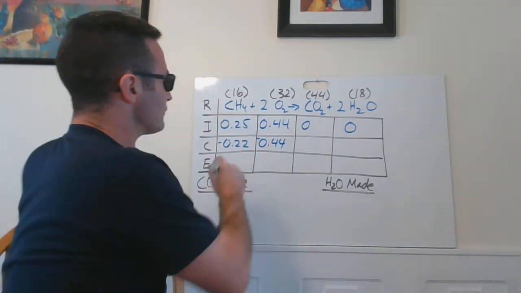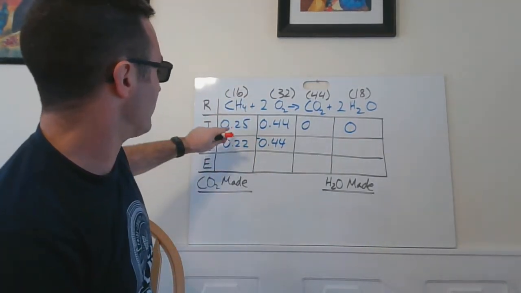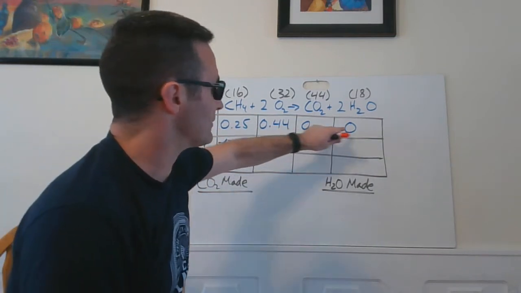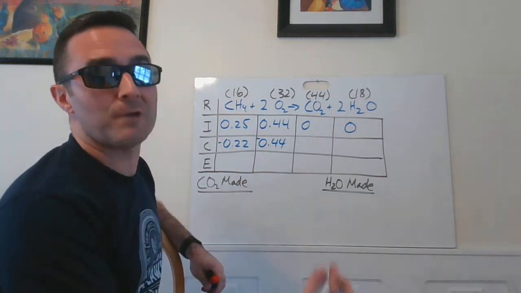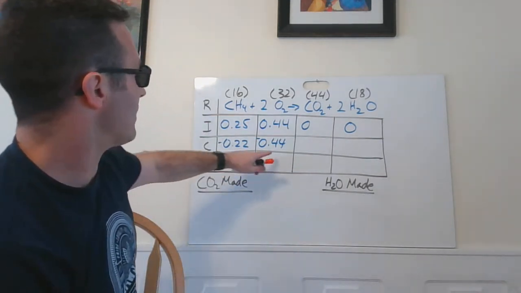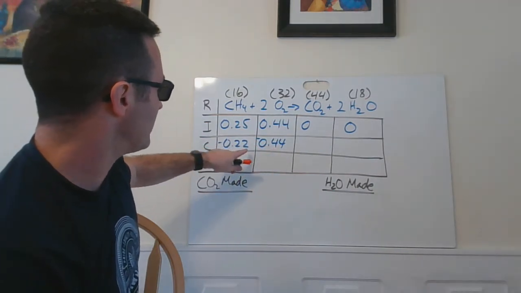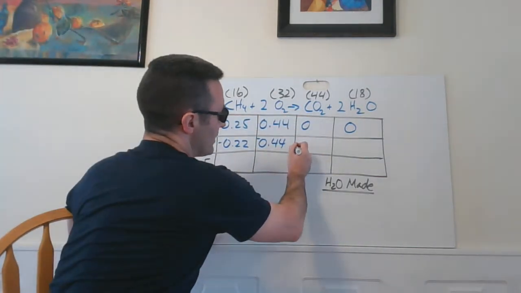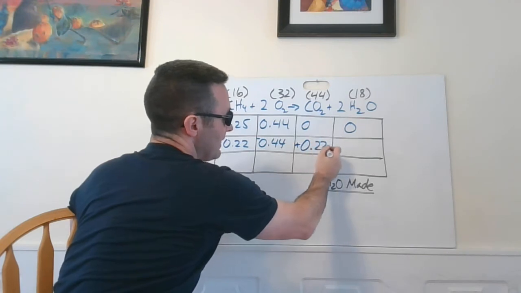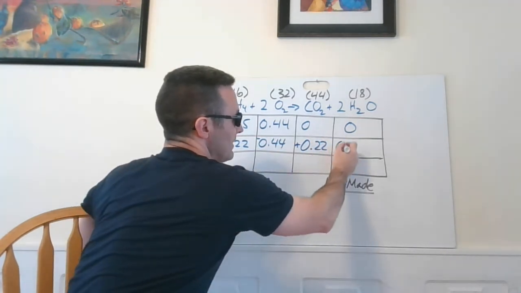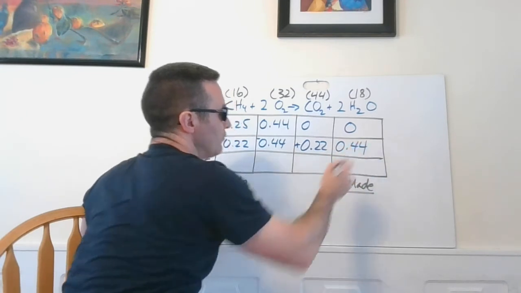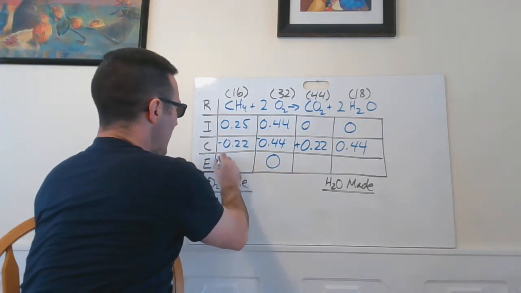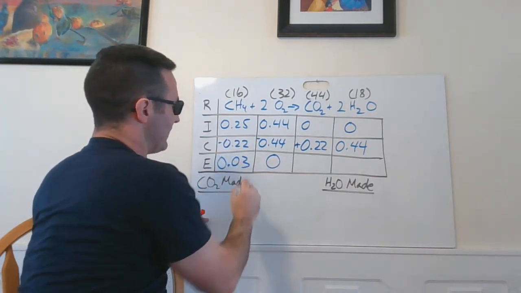Okay, so here's what we got, just like what we were doing before. This is what I actually have, 0.25 and 0.44, and 0 and 0. I haven't made anything yet, so I don't have any products. I'm going to run out of my oxygen, and half of 0.44 is 0.22. That's how much carbon dioxide I'm going to make. And then 2 to 2, that's how much water I'm going to make in moles. So when this is all done, I'm out of oxygen, and I'm going to have just a little bit of methane left over.